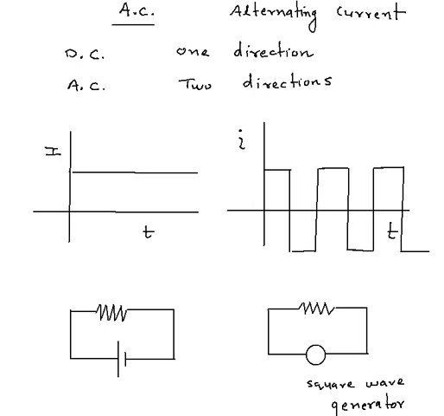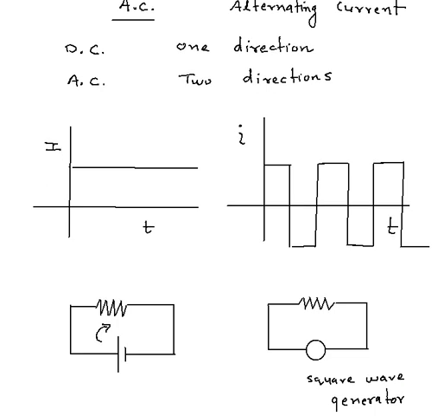Now if you look at this whole thing, then it tells you the difference between DC and AC. In the lower circuit on the left side, you see that a resistor is connected to a battery, so the current will always go clockwise. If you look at the right side, then there is some device which is able to generate a square wave.